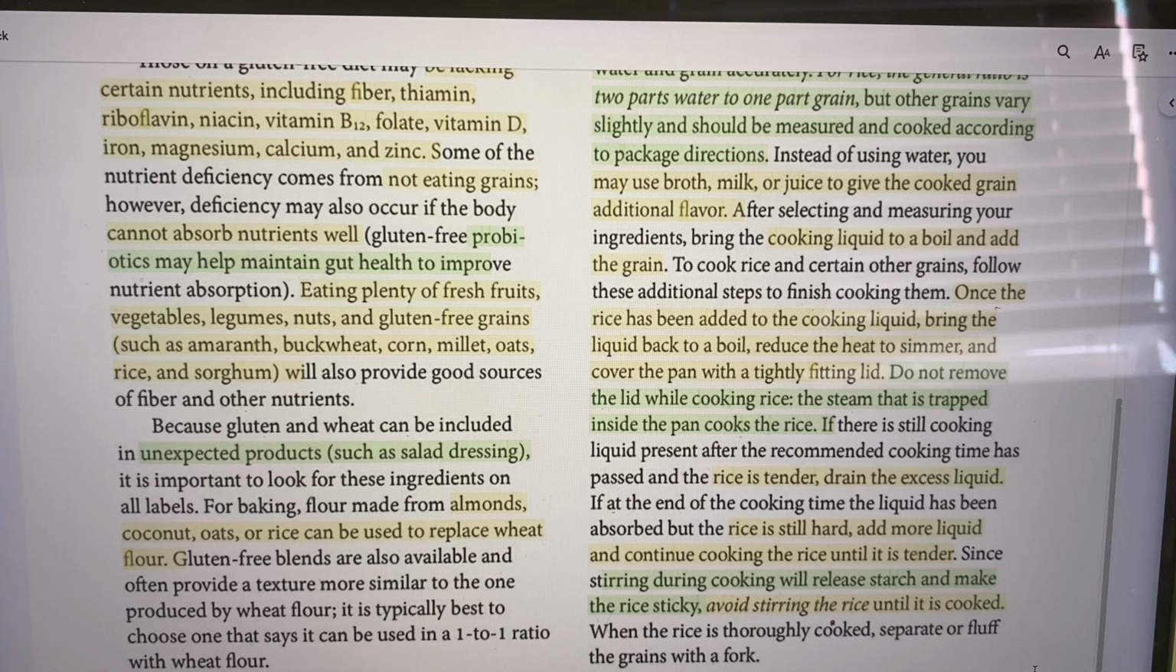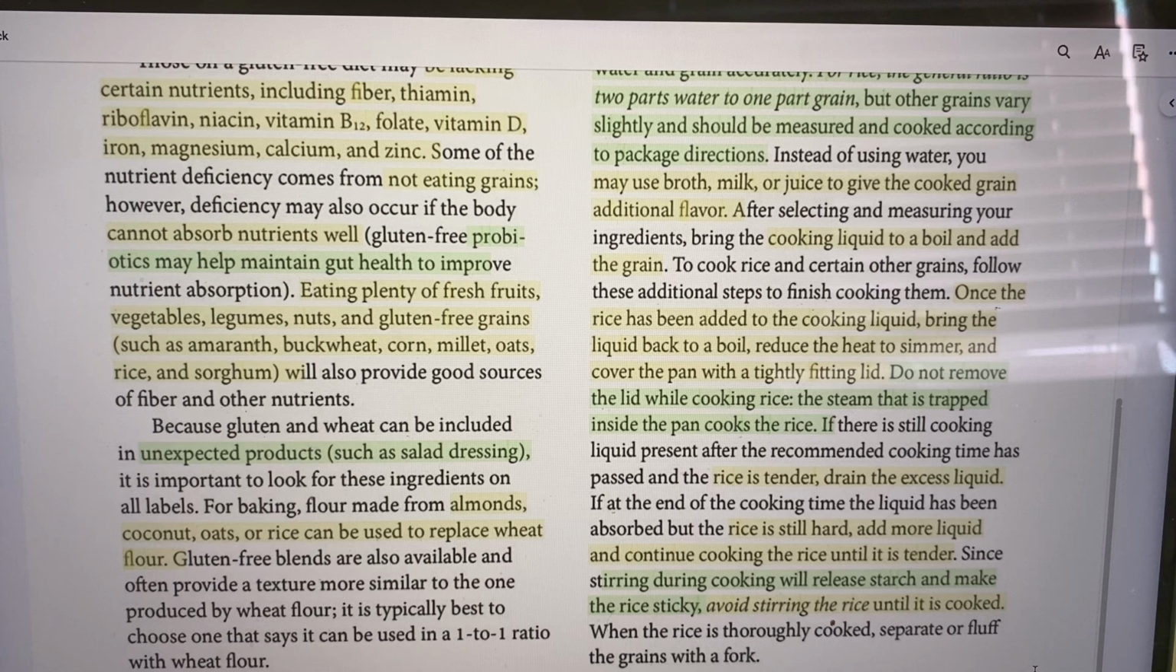So then you cover the pan. You've already stirred it in, and you've already brought it to a boil, and you turn the heat down, and now you're just going to leave it sit there at a very, very low temperature, simmering it. Do not remove the lid while you're cooking the rice. The steam that is trapped inside the pan cooks the rice.